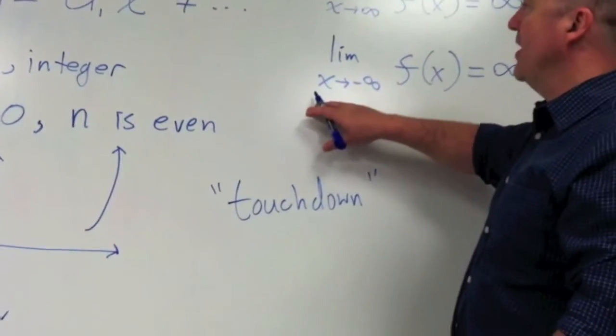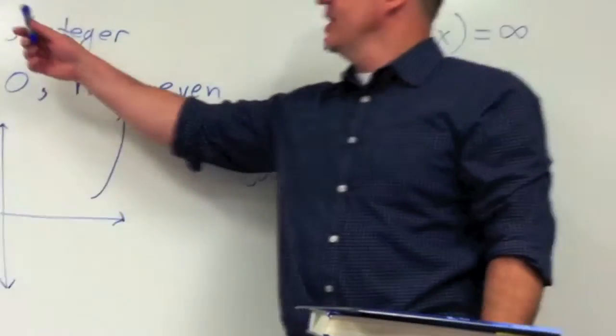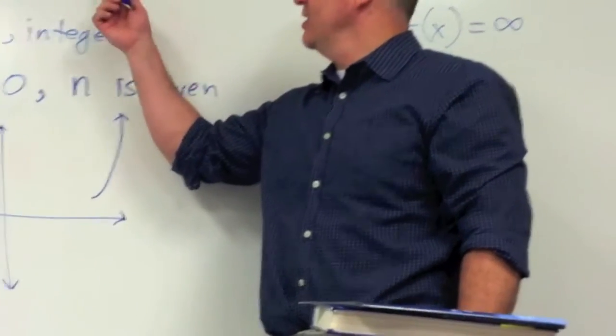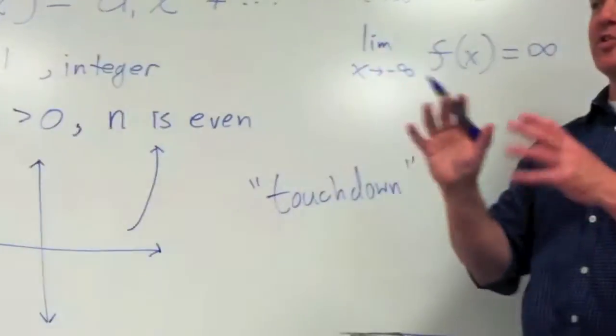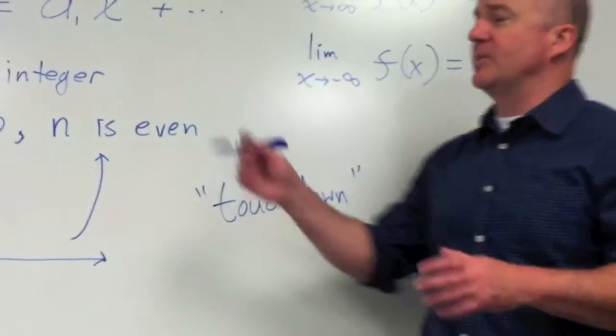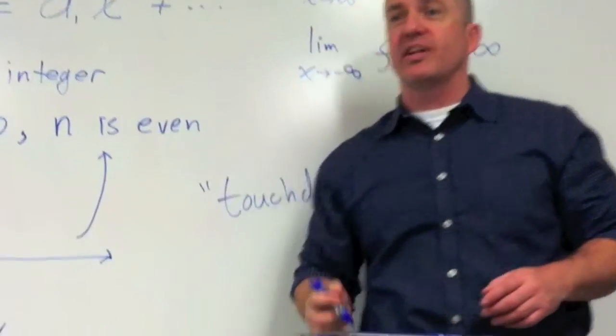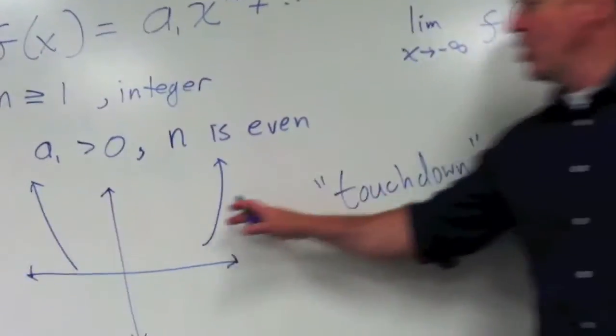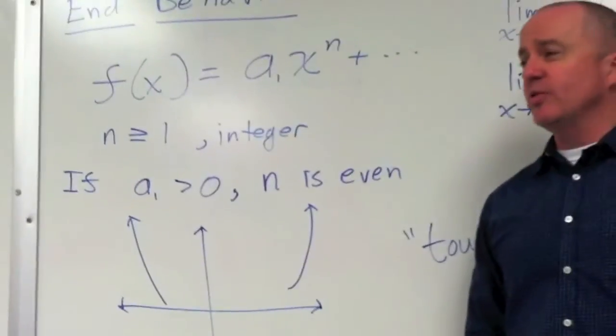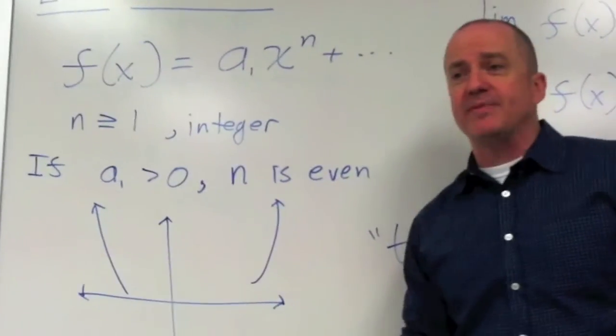This is the formal way to write what happens if n is even and a is positive on the first term of your polynomial, assuming you put them in order and you have the largest exponent first. Okay? The end behavior will always be some sort of touchdown. We don't know, and for tonight don't really care what happens in between.